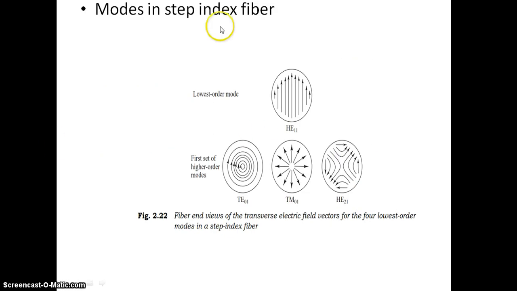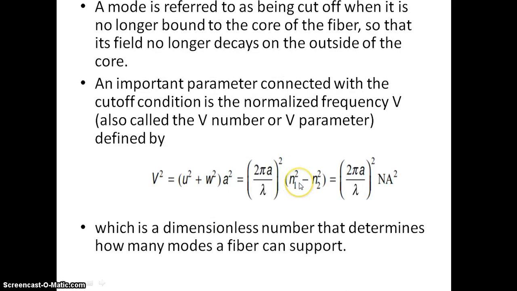And this diagram shows the different modes in step index fiber. So this is the HE11 mode. This indicates the TE01, TM01 and HE21 modes. The different modes in the fiber have been shown. Okay. A mode is said to be cut off if it is no longer bound to the core of the fiber and it decays outside of the core. So that is called the cutoff mode.